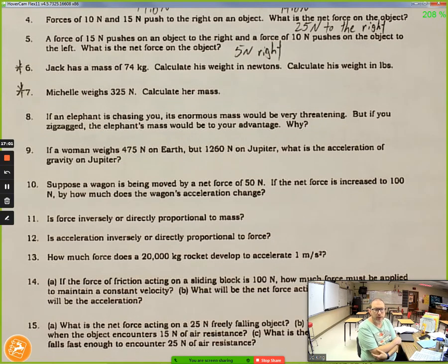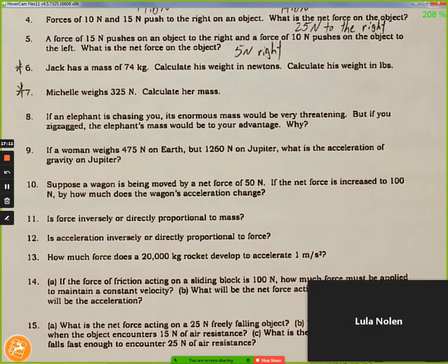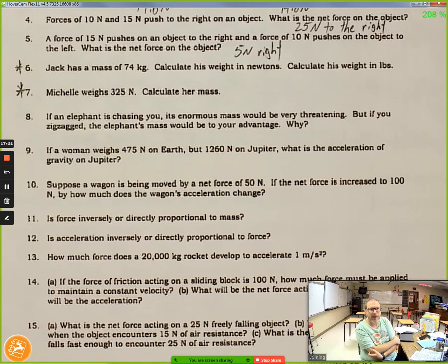Oh, Lula Nolan has a question. Lula, unmute yourself. Which question? So for when we write the 5 newtons to the right, can we just write 5 and then an arrow? Yes, because I'm not that picky. That's fine.